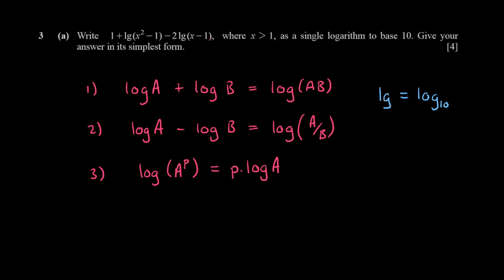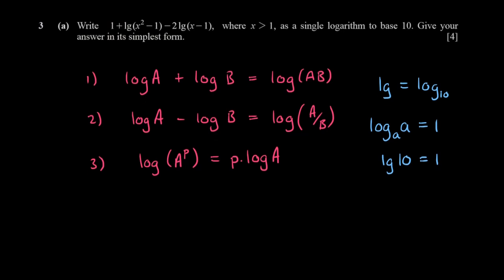The other thing I think which is very helpful is that if we've got log base a of a, that is equal to 1, right? So in this particular case, if we've got log 10, we know that that's equal to 1. Why? Because log is log base 10, so log base 10 of 10 is equal to 1. Okay, so I think these things are also helpful in order to answer this question. Now, why is that? Well, firstly, we can take that 1 and we can replace it with log 10.